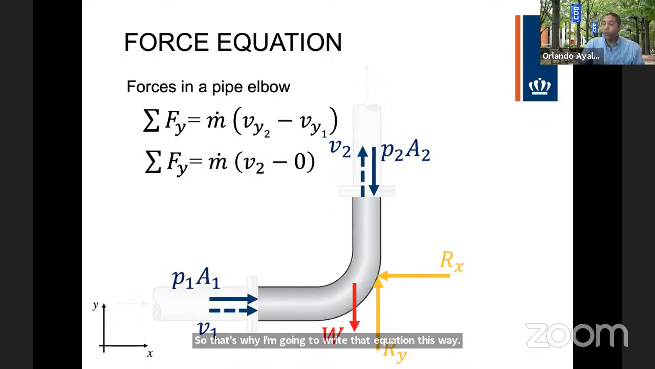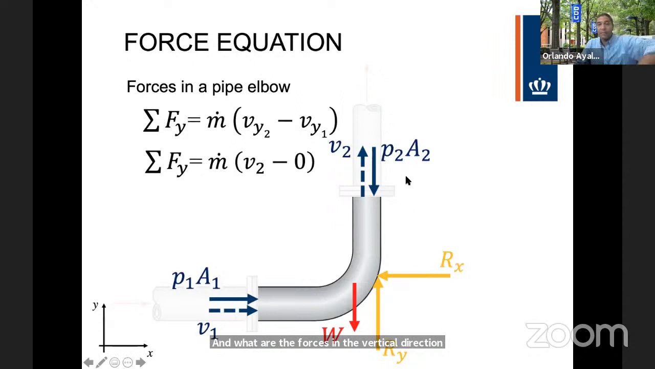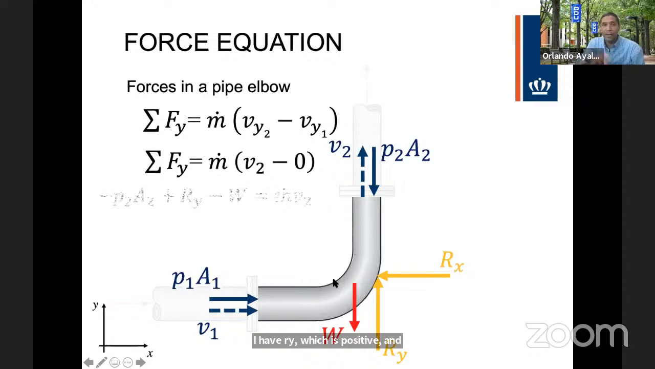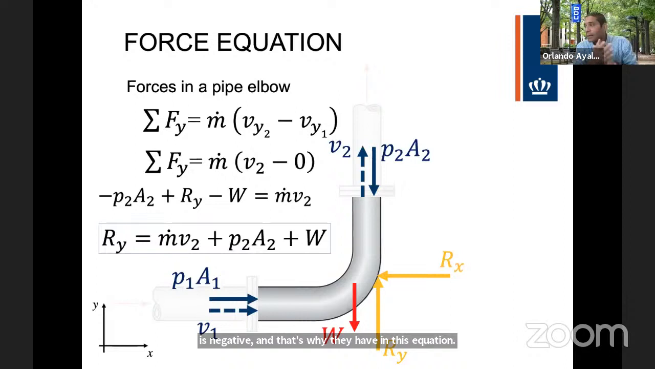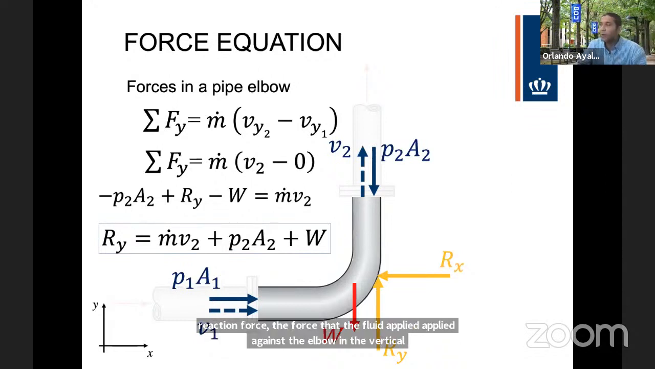And what are the forces in the vertical direction? I have P2A2, but negative, because it is pointing down. I have Ry, which is positive, and I have W, which is negative, and that's what I have in this equation. Solving for Ry, this is what I get finally. The force that the fluid applies against the elbow in the vertical direction is equal to that expression right there.